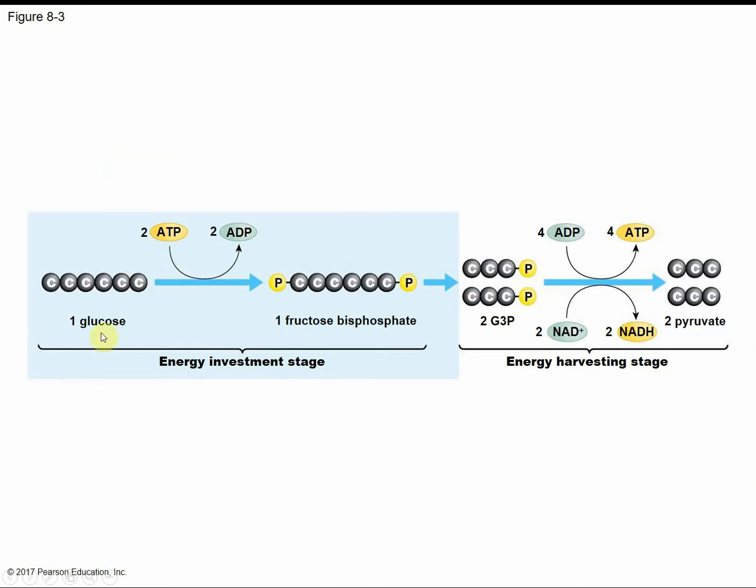In your energy investment stage, we invest 2 ATP to form 2 G3P. So we're going to split the glucose in half, right, splitting sugar, glycolysis. Then in energy harvesting, our 2 G3P become 2 pyruvate. And in the process, we're going to get some more ATP from this and a couple of energy carriers.